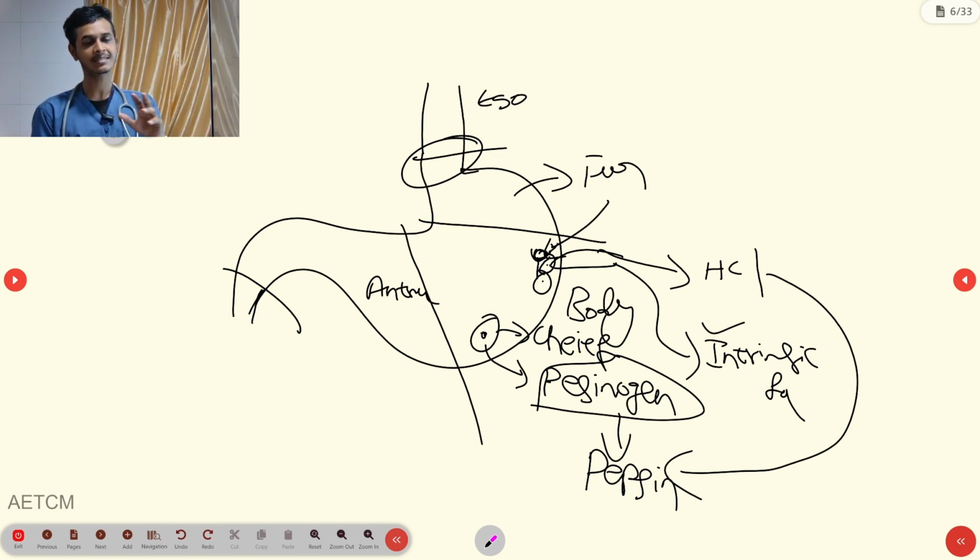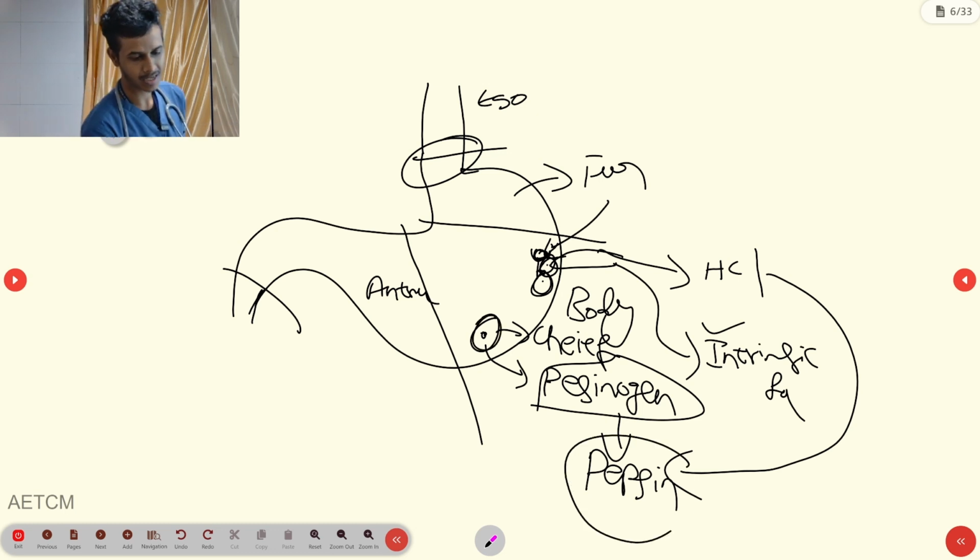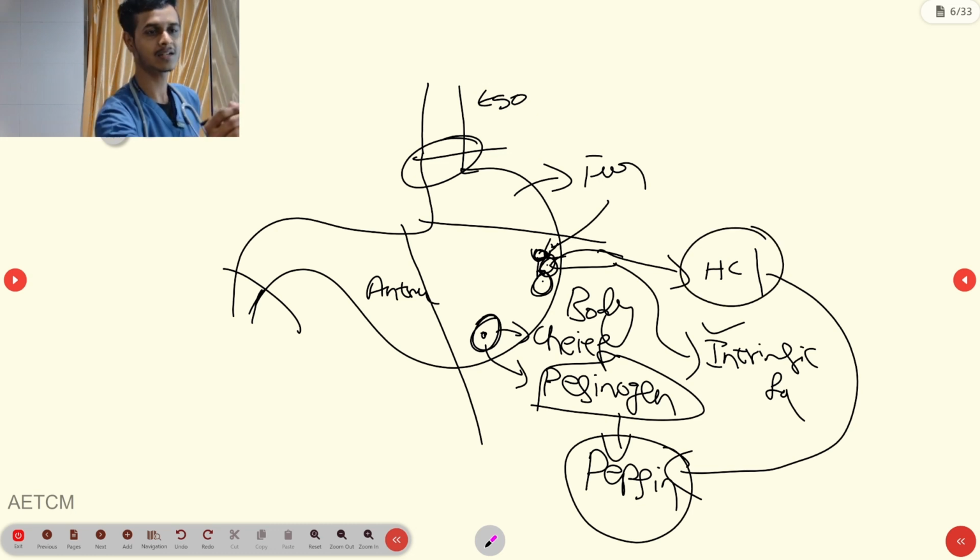So to understand our PUD, peptic ulcer disease, we have to know about these two things. To understand the disease, at the same time we understand our management also. So first remember, we have a parietal cell that is secreting your HCl and intrinsic factor, and we have a chief cell that is secreting pepsinogen. This pepsin and this HCl are what cause our peptic ulcer disease.